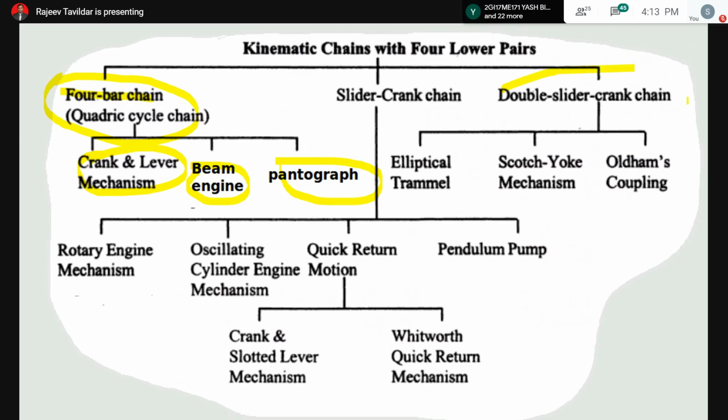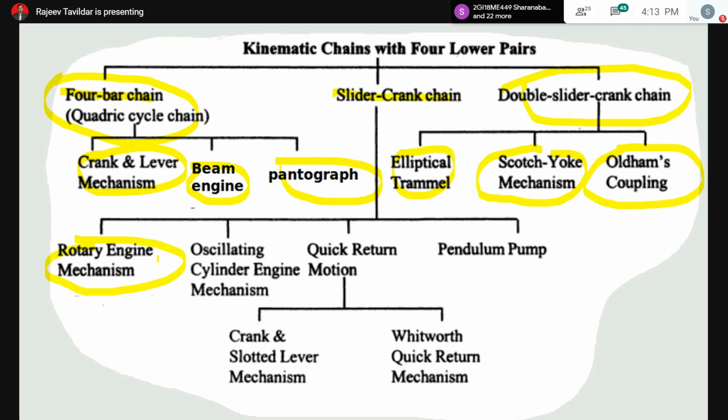Similarly, for double slider, the inversions can be like elliptical trammel, scotch yoke mechanism, or Oldham's coupling. And for single slider, the mechanisms or inversions can be the rotary engine, oscillatory cylinder, then quick return motion, or pendulum pump. All these things are only the applications. So I'll be showing you very simple diagrams and a simple video animation of how these work. There's not much theory here. All it depends upon is the diagram and basic explanation of that. So this will be covered in the next class.